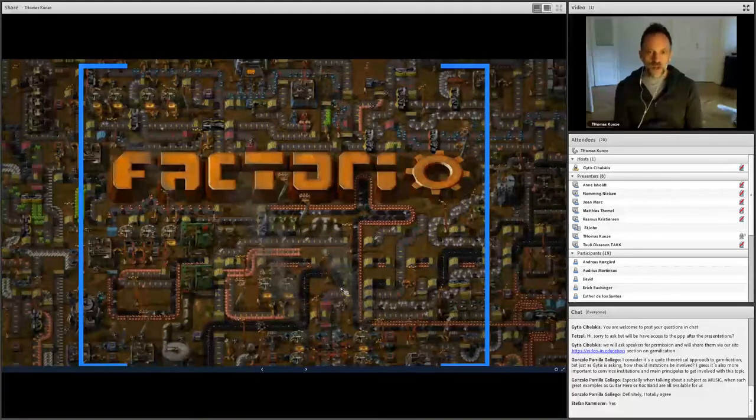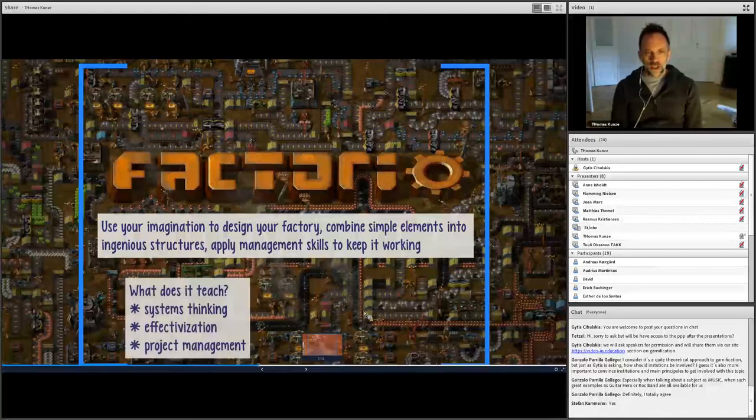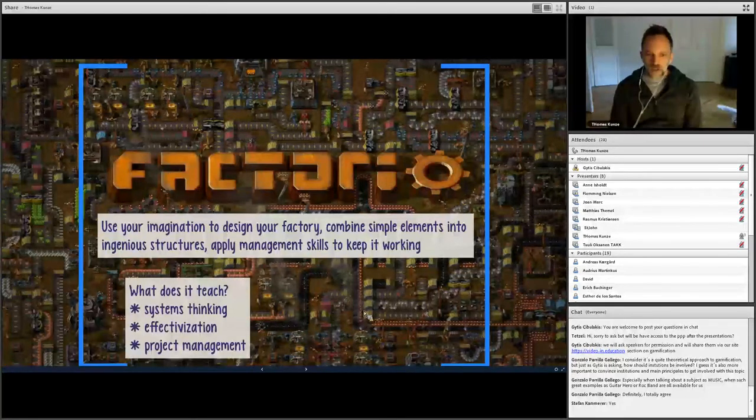The game description of the game creator says, use your imagination to design your factory. Combine simple elements into ingenious structures and apply management skills to keep it working. And that's actually what you do. You start off with a very, very simple set of things you can do, and you grow your factory step by step. So what does it teach? If you play a game like Factorio, you have to learn about systems thinking, about effectivization and project management.